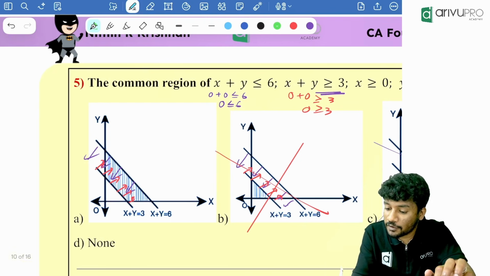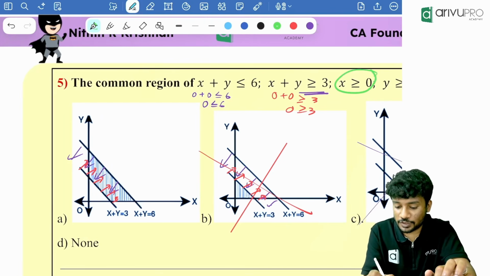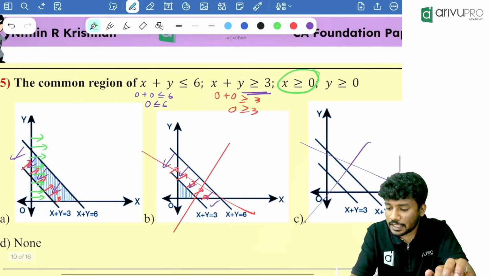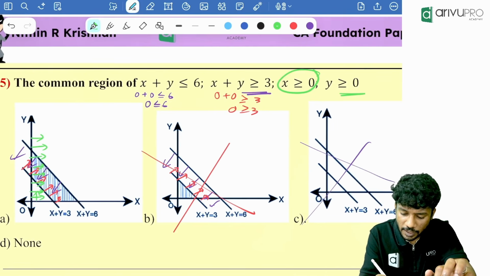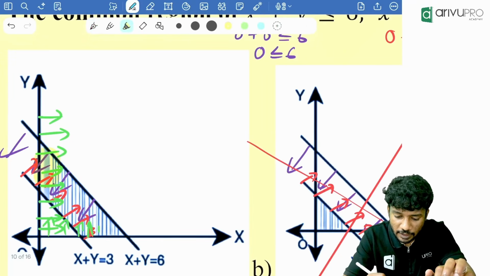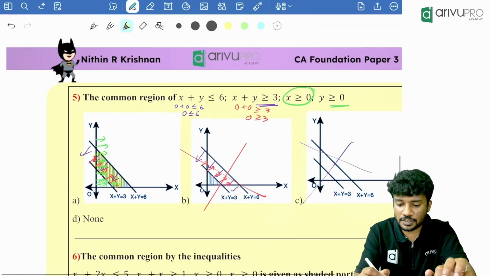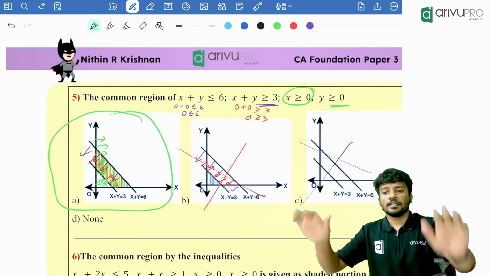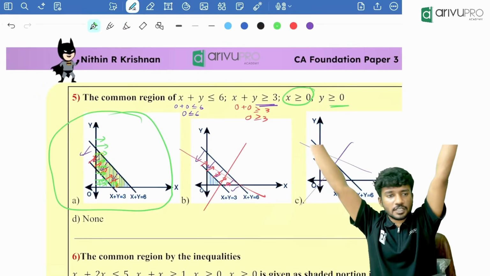Then we know that from x greater than or equal to 0, the graph should be over this side. Then from y greater than or equal to 0, I know that it should be upwards. Now you tell me, where is the common area? Everyone is having a common area in between. Correct. So what is the answer, people? Which option is our answer? Option A is the answer. That's how they ask in the examination.